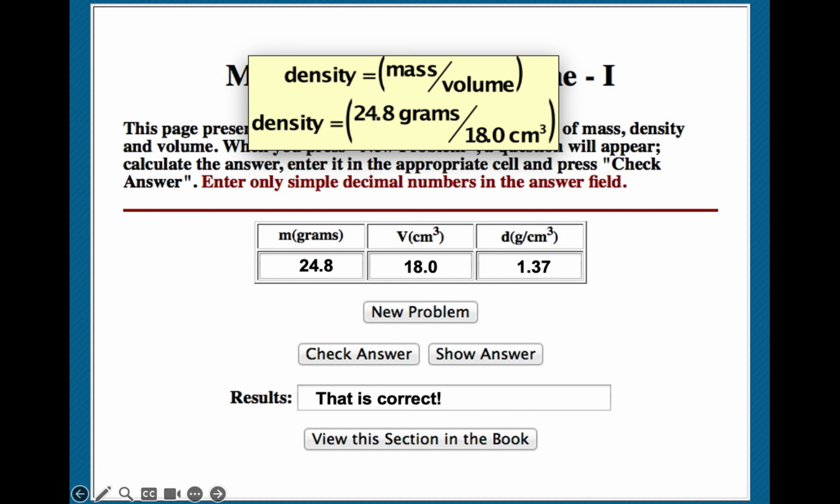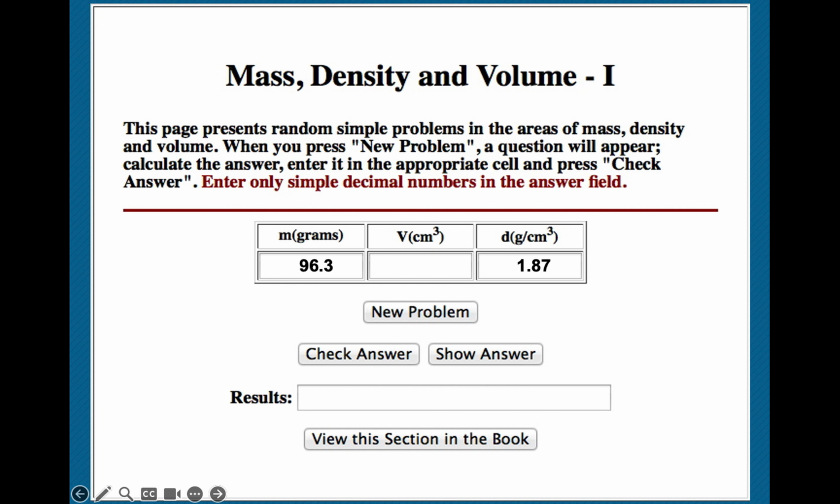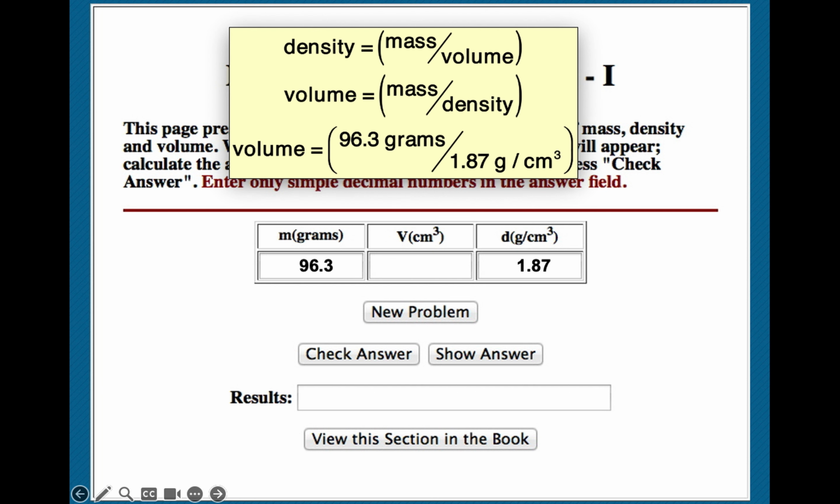Do it again. Now volume is missing. Once again, density is mass divided by volume. Now you might look at me and say, how am I supposed to remember that? It's exam day, I'm confused, I'm panicking.